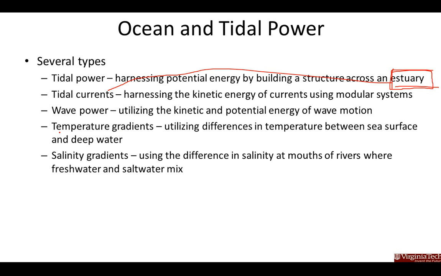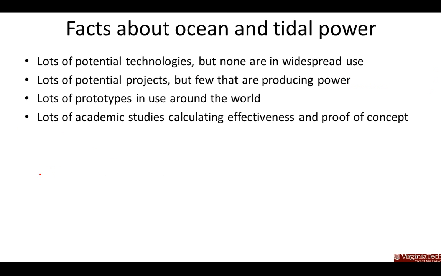Temperature gradients: if anyone has ever gone scuba diving, you realize that there is a severe temperature gradient in the ocean, especially around 60 feet. So you use this like you would hydrothermal power to create energy. And then salinity gradients, it's the same thing, but using the salinity from mouths of rivers where freshwater and saltwater mix.